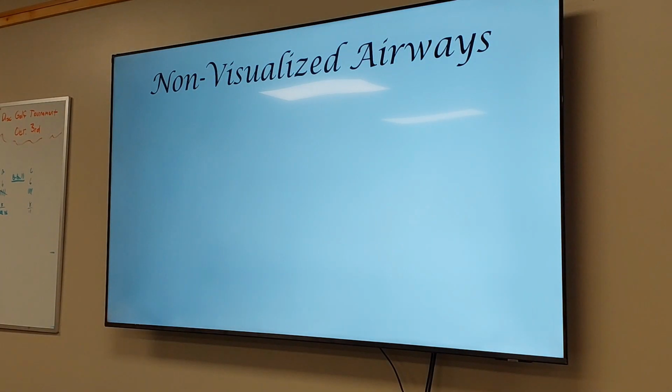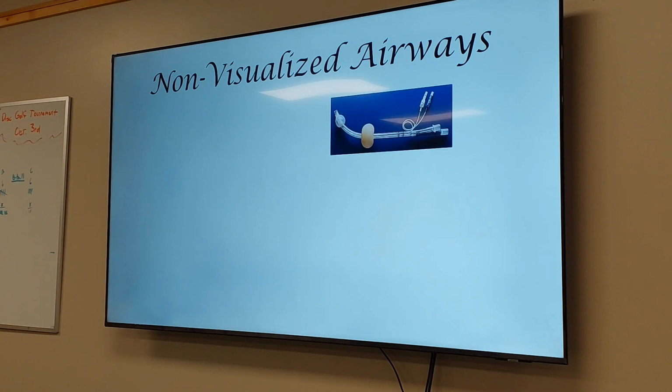So now we'll talk about non-visualized airways. Those are the ones that at an EMT basic level you could use. But I wanted to show you where they've come from. Can anybody name that tool? Nope. It's a Combitube. That was this one. That's a King. And this one. Okay. And that one.